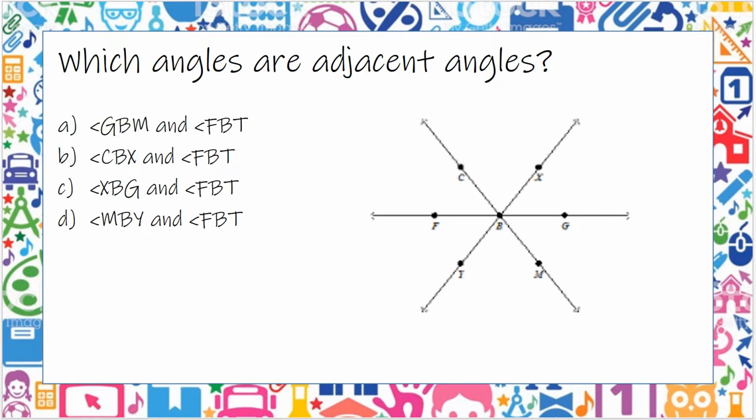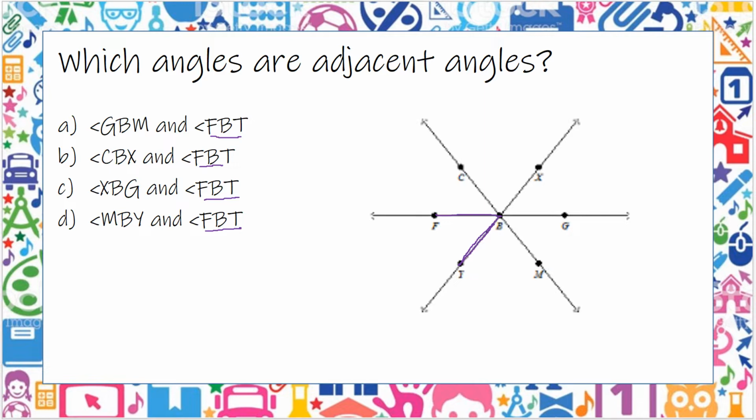So, our first question is, which angles are adjacent angles? Now, think about the word adjacent. Adjacent means next to. So, we're going to look at several of these, and we're looking for something next to FBT. Notice every answer has FBT in it. So if I follow FBT, that is this angle. Adjacent angles are next to the other angle, okay? So that also means they share a side.